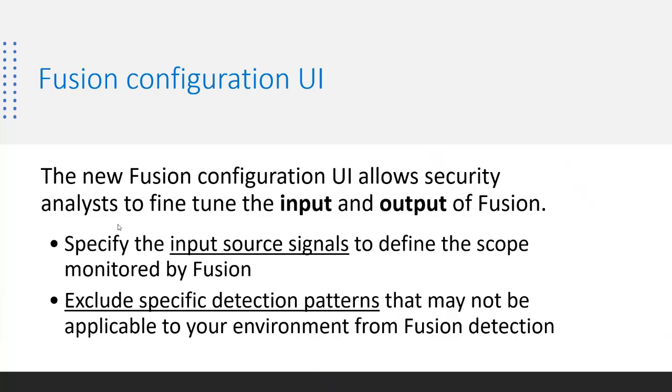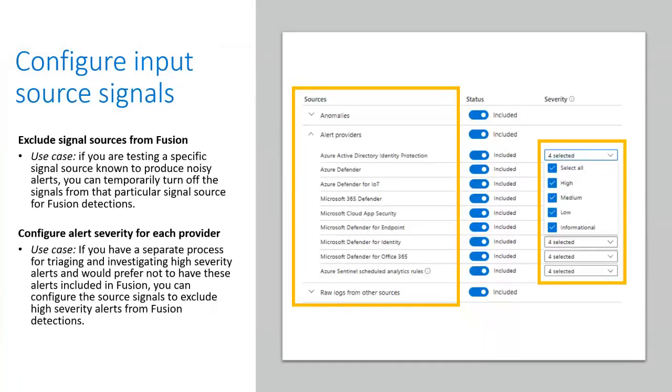For input, you will be able to specify the input signal sources to define the scope monitored by Fusion. For output, you will have the option to exclude specific detection patterns that may not be applicable to your environment from Fusion detection. The detection pattern here means the combinations of alerts or anomalies that you see in Fusion incidents. Now let's take a look at how to configure the input for Fusion and some of the use case scenarios.